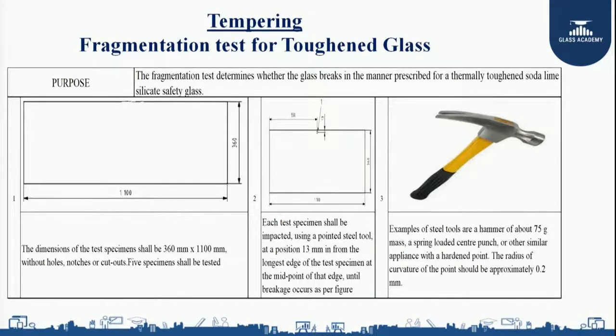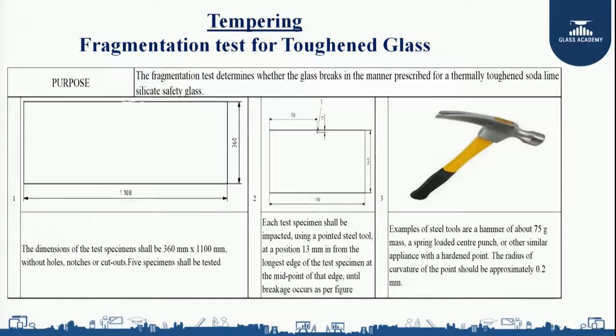Now how are you going to determine the mechanical properties, or the strength, that a glass acquires? Through tests. One of the tests we follow in the heat treatment process for a toughened glass is the fragmentation test. So let us take the fragmentation test. The purpose of the fragmentation test is to determine whether the glass breaks in the manner prescribed for a thermally toughened soda lime silicate safety glass.